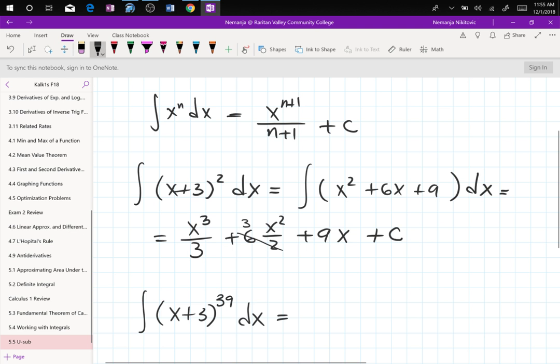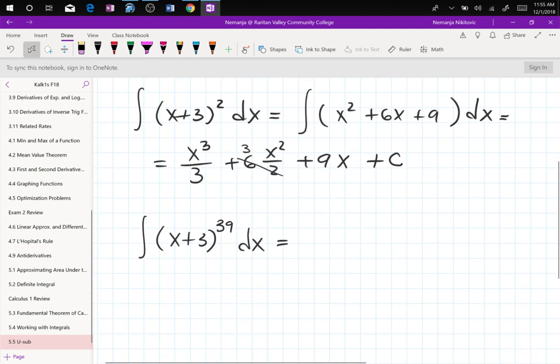amount of time, we employ this new technique which is called u sub. The logic and thinking goes this way. This would be so much easier if all of this was just one thing. If this was just x to the 39, this problem is so simple. But it's not x to the 39. So you know what I'm going to do? I'm going to define this x plus 3 as new variable u.